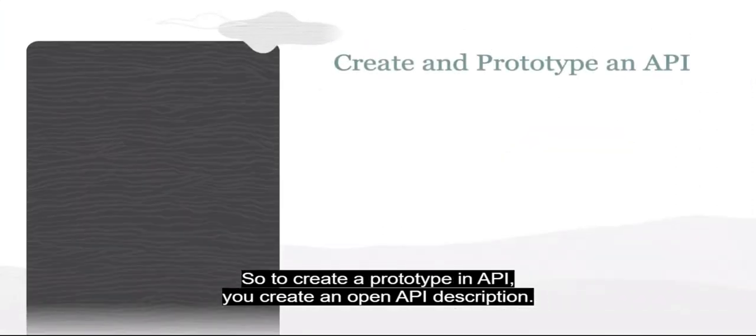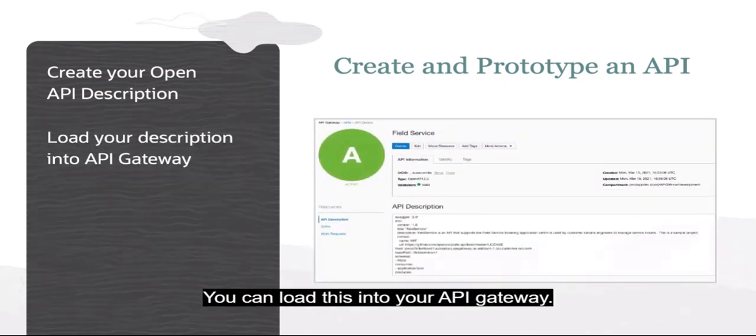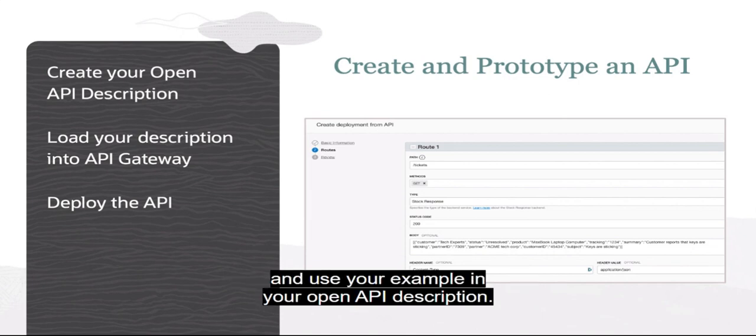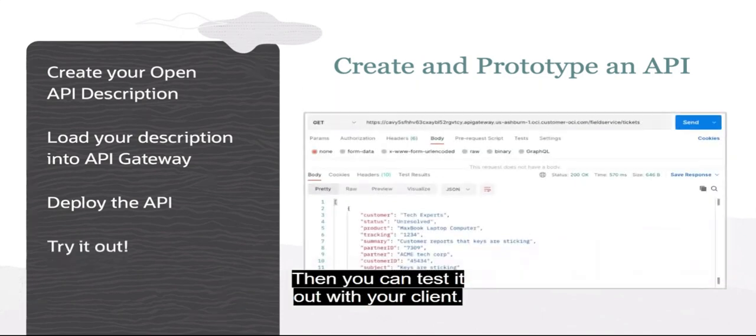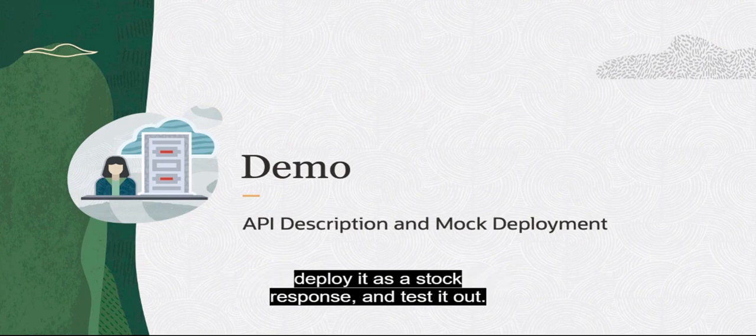Once the backend web service is implemented, then that can be connected in API Gateway to serve the ultimate request. So to create and prototype an API, you create an OpenAPI description, and you can use any tool that you wish. You can load this into your API Gateway. Then you can deploy the API, and API Gateway will automatically define it as a stock response and use your example in your OpenAPI description. Then you can test it out with your client. Let's go into API Gateway. We'll build an API description, load it into API Gateway, deploy it as a stock response, and test it out.